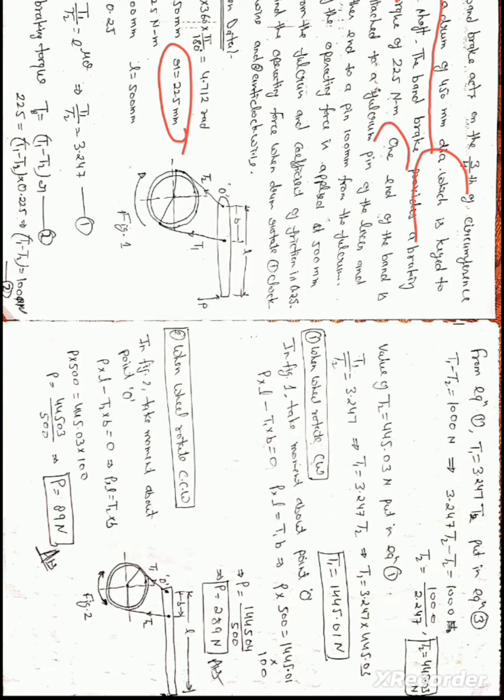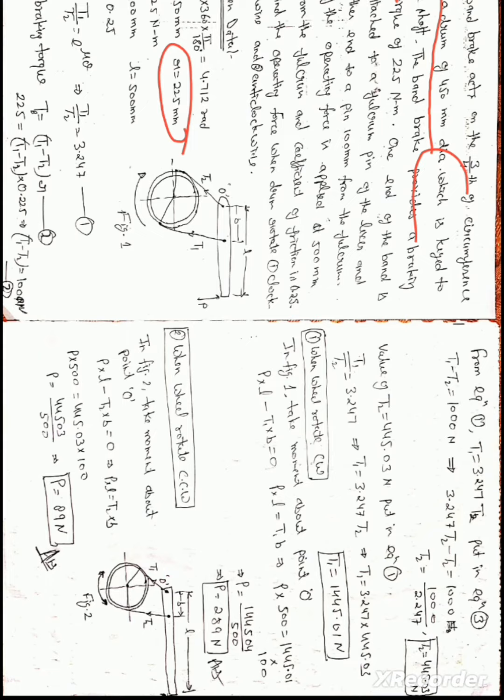Now move on. One end of the band is attached to a fulcrum pin of the lever. So one end is fixed to the fulcrum lever at point O and the other end to a pin 100 mm from the fulcrum. So this is the other end, 100 mm from the fulcrum point O. So here B is given. B is 100 mm.